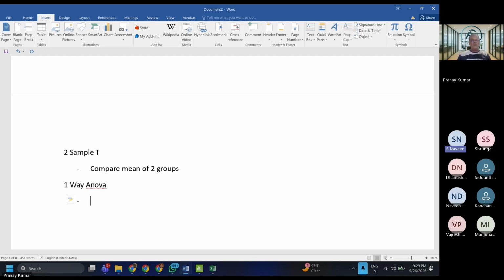So one sample t test is basically on Y itself. It does not consider the X factor.